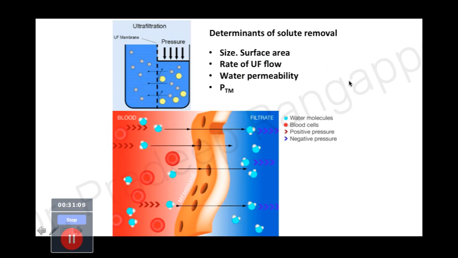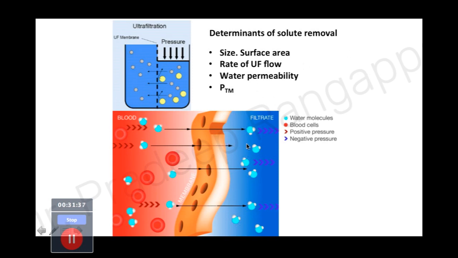So what are the determinants of solute removal in dialysis? There are four components which determine the clearance of solutes. One is the size and surface area of the membrane we use in dialysis. If you look at this, you have a dialyzer, there are membranes. So the size and surface area of the membrane determines the exchange of solutes, or clearance of solutes, or clearance of the water, and the rate of ultrafiltrate flow.